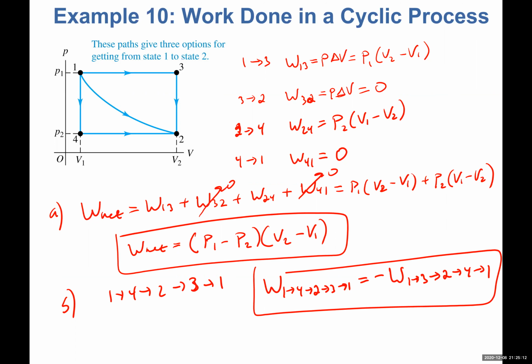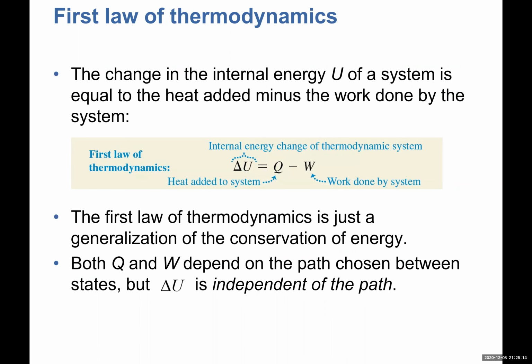Now the next topic here is the first law of thermodynamics. The first law of thermodynamics says the change in internal energy U of a system is equal to the heat added minus the work done by the system. In this equation, Q is the heat added due to the change in temperature, and the work done is the mechanical work done by the system. Remember, work done is positive when you have a volume expansion, and negative when you have a compression.